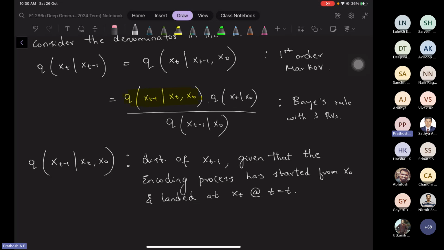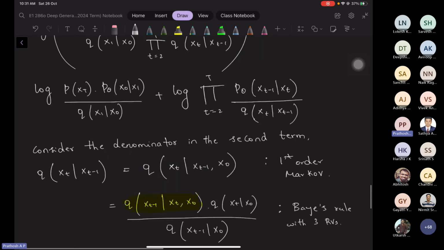Does it make sense? Note that this is not q of xt minus 1 given xt, because we are talking about independence between xt given xt minus 1 and the other thing. xt minus 1 is not independent of xt or x naught given xt, correct? The Markovian process says that xt is independent of everything else given xt minus 1. It is not saying that xt minus 1 is independent of xt. I'm just saying that it is in the reverse direction, and therefore this x naught cannot be removed.